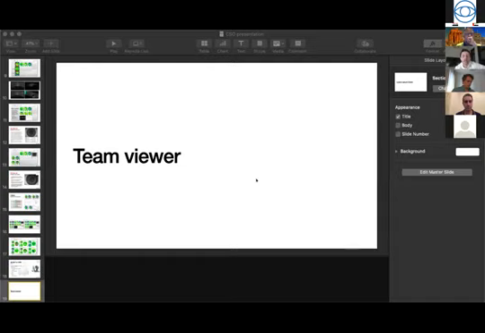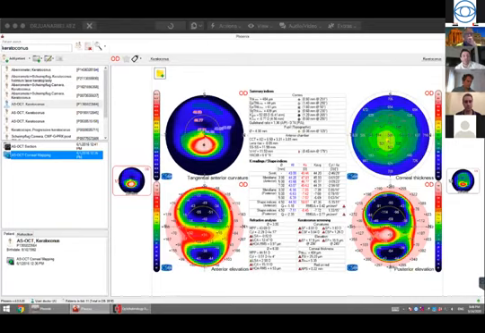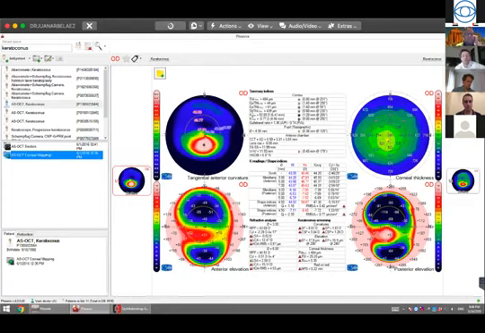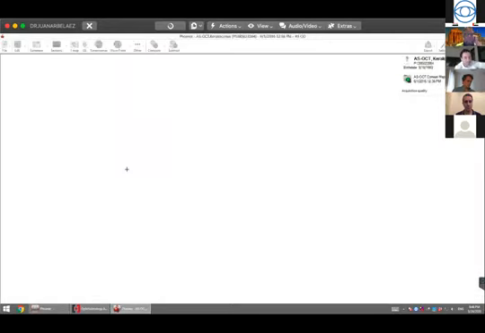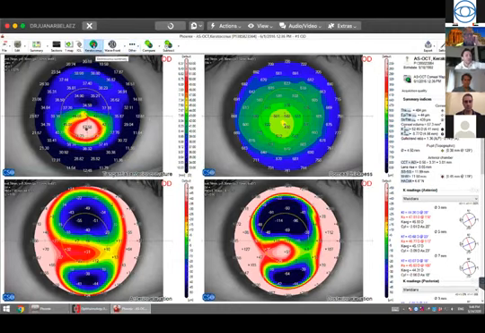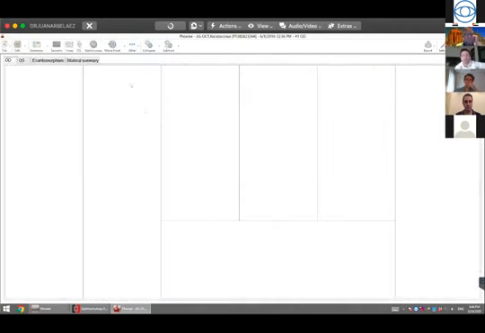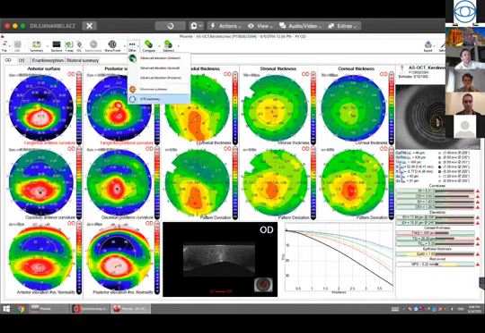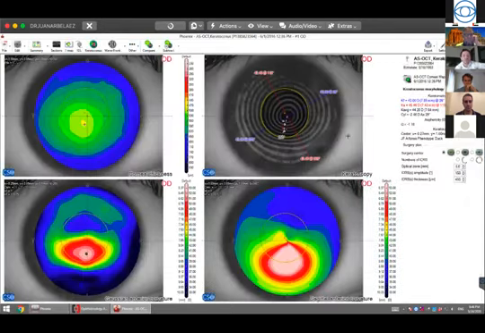Mazen, can you see the Phoenix software open now on your screen? Yes. Okay, so this is how you open a case. This is the right eye. This is the left eye. I will open the right eye. And here you can select to go straight to the Keratoconus screening software, where you will see everything we were talking about and all the indices. And then here you can decide to treat this patient, for example, with rings.